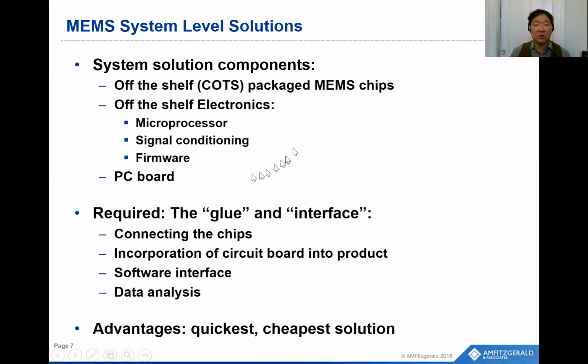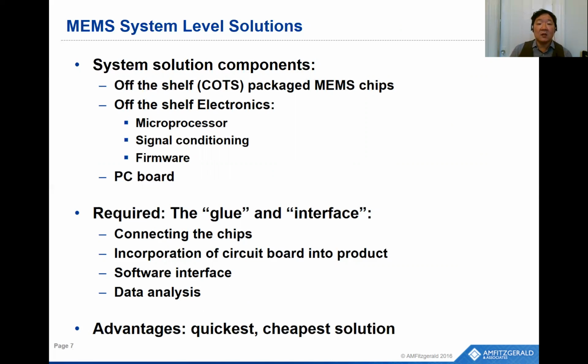And what you need to do in order to create a solution is essentially provide the glue and the interface for all these components. So the glue would be mechanically attaching these chips to the PC board and electrically connecting the chips together. The interface would include mechanically incorporating this board into your product, and also providing the software interface so that users can use this product, as well as the data analysis in the case that any data is generated.